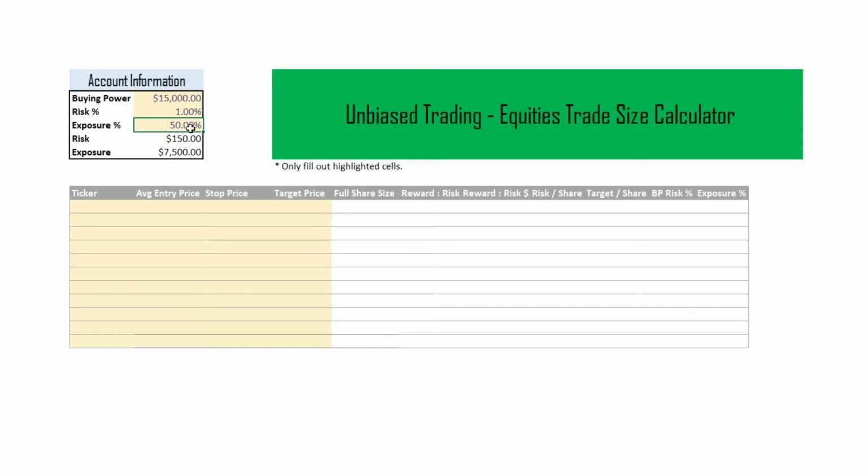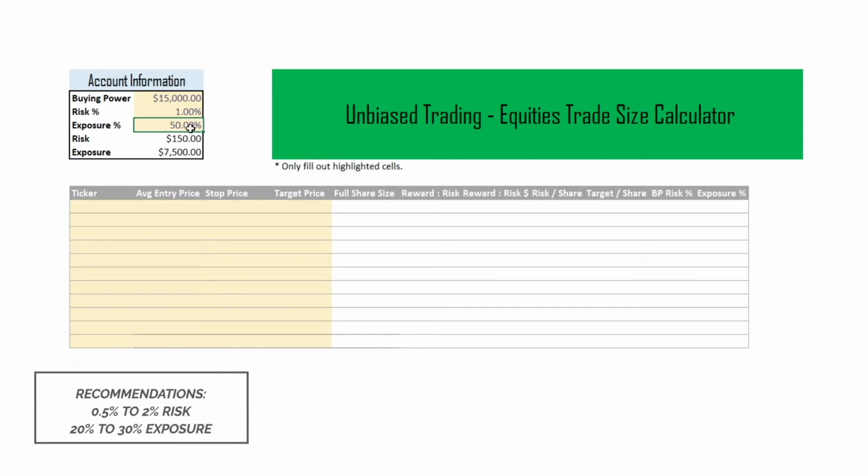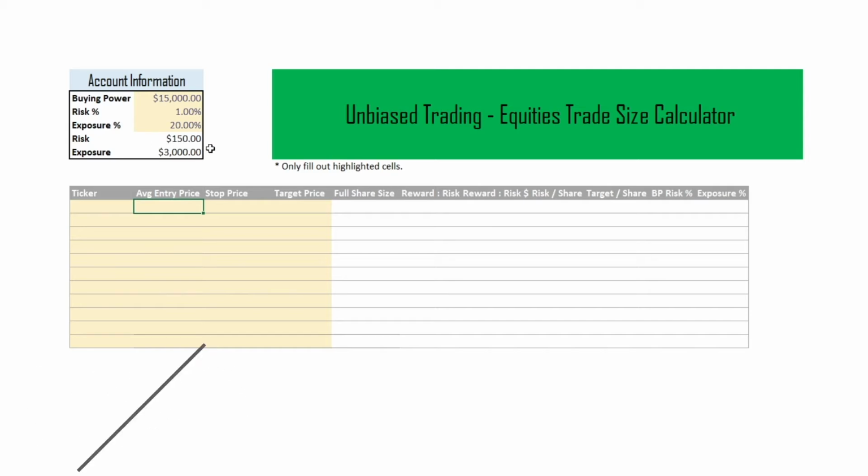Then your exposure of that buying power. You should never be using your full buying power. I'd recommend normally 20 to 30%, 30% being aggressive, 20% being quite conservative. So let's go 20%, let's be reasonable. That means my exposure per trade is 3,000 and my risk per trade is 150.